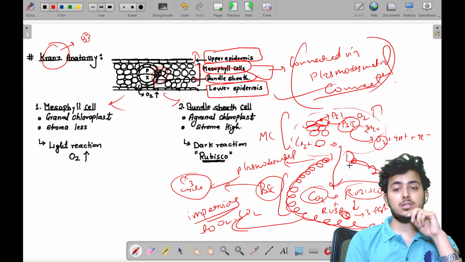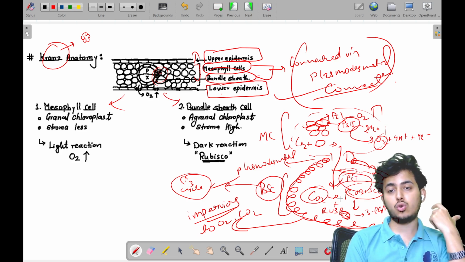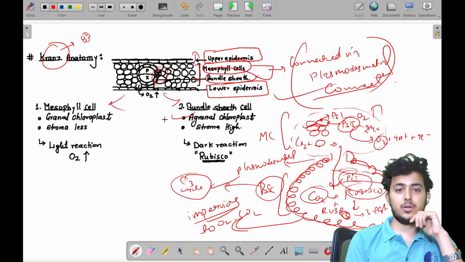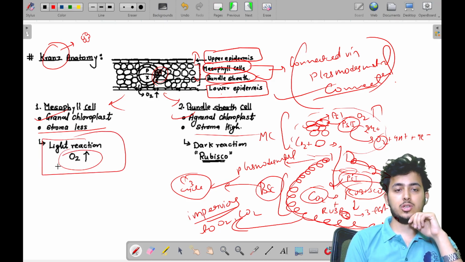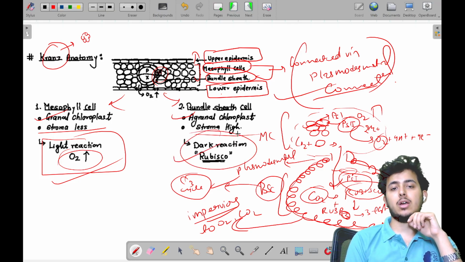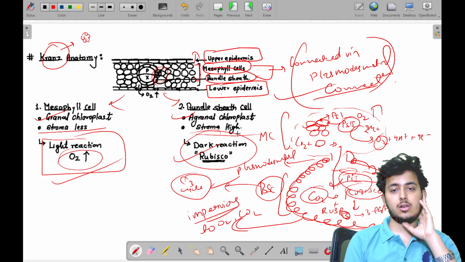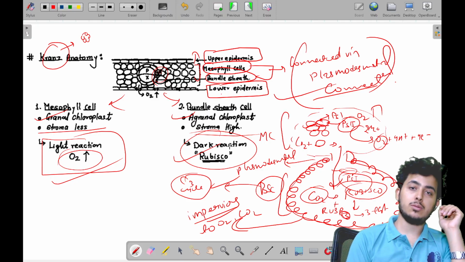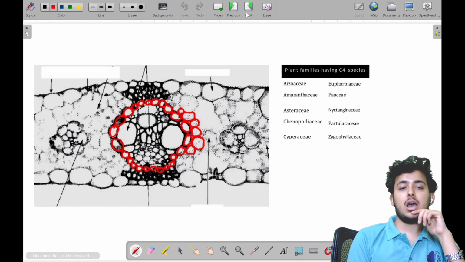So the bundle sheath cells also consist of chloroplasts, but these chloroplasts have only PS1. That means they are agranular chloroplasts or stromal chloroplasts. So this is a very important point to note. In mesophyll cells, stroma is less, and in bundle sheath cells, stroma is high. The light reaction happens in the mesophyll cell, oxygen evolution is there, and the dark reaction happens in the bundle sheath cell, and Rubisco is present in the bundle sheath cell. So this is one of the important concepts that we have seen.